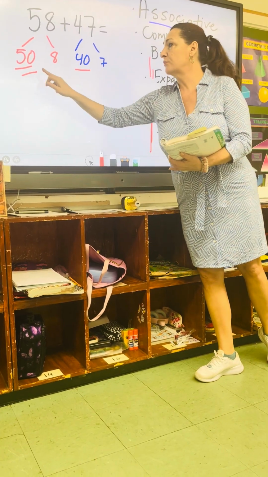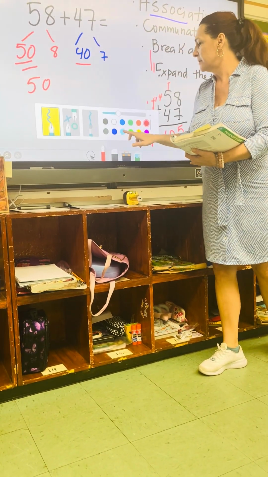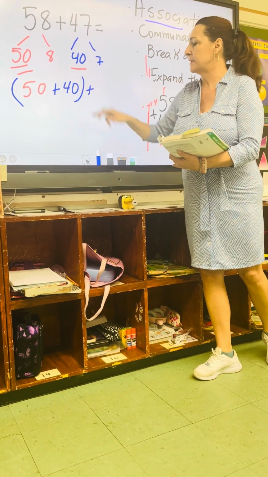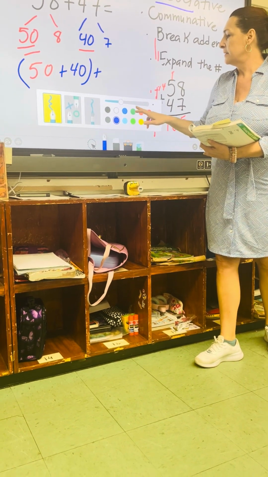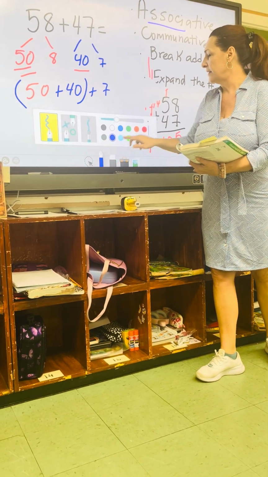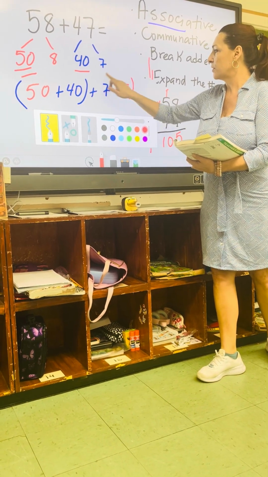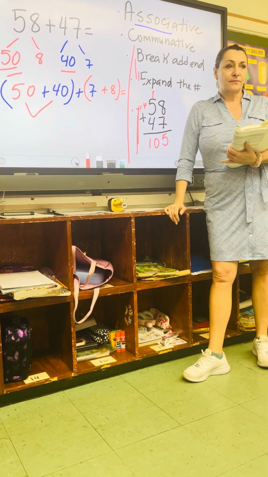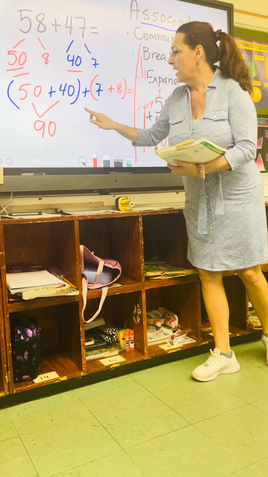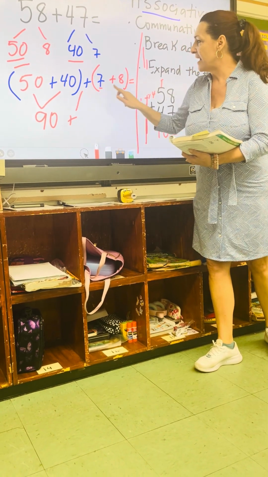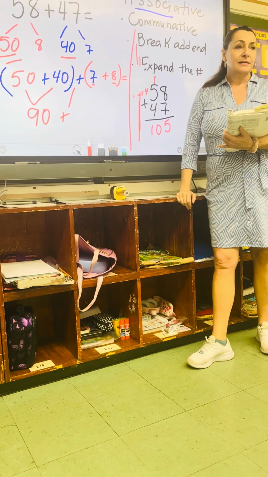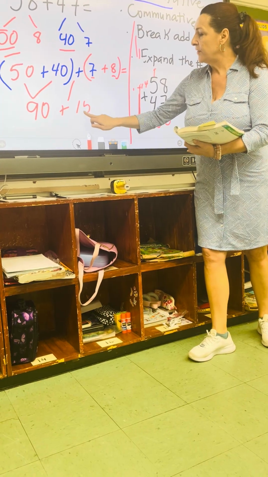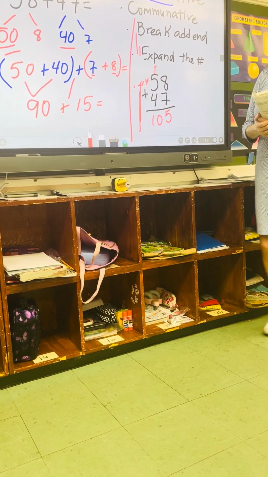So first I'm going to start with 50 plus 40, and I'm going to create an equation, plus, because that's an addition, and then I'm going to add 7 and then 8. Now I'm going to close the equation. So what is 50 plus 40? Yes? 90. I bring down the plus, and 7 plus 8. What is 7 plus 8? 7 and 7 is 14, and one more? Yes? 15. So what would be 90 plus 15?